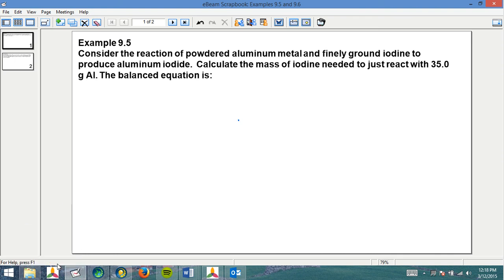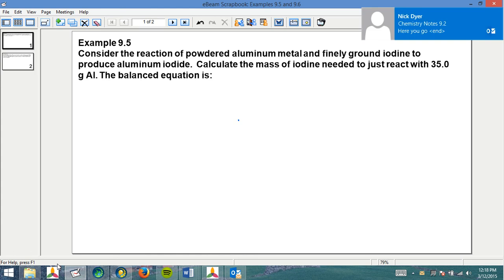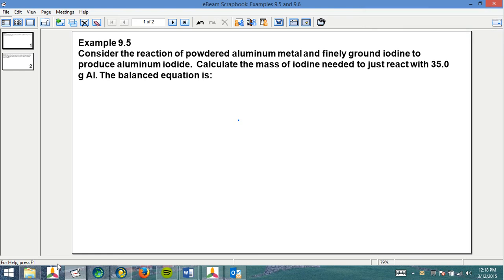Going to do it instantly. So example 9.5, which is on page 290, says, consider the reaction of powdered aluminum metal and finely ground iodine to produce aluminum iodide.